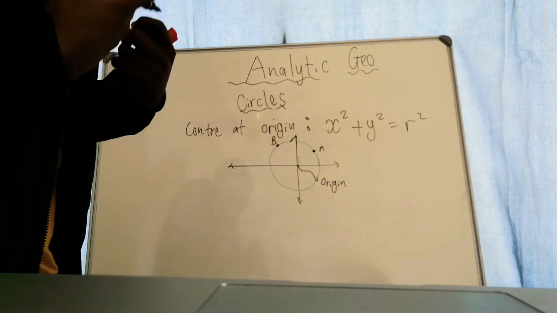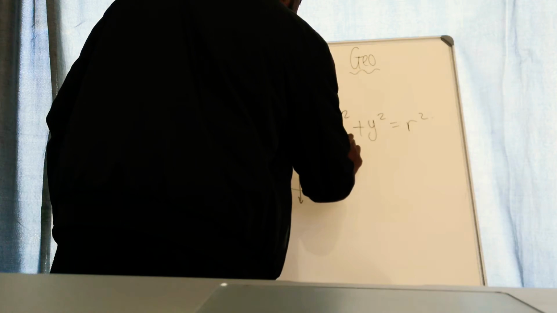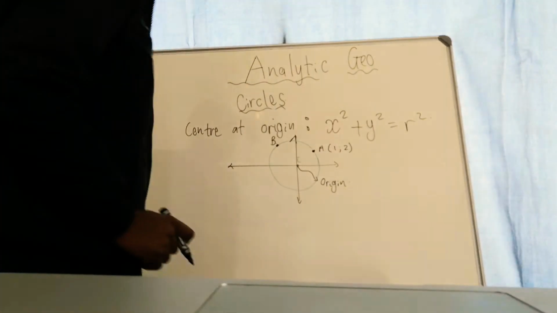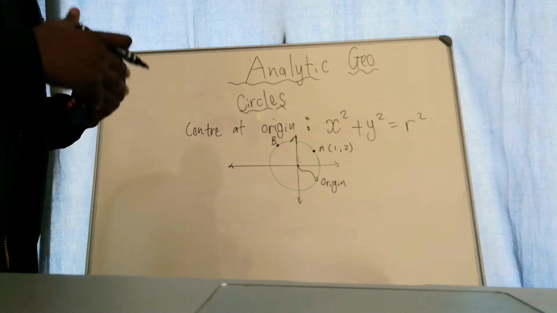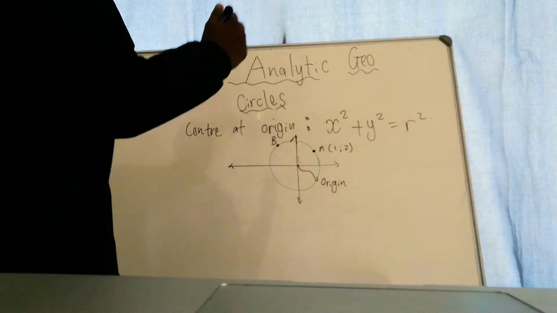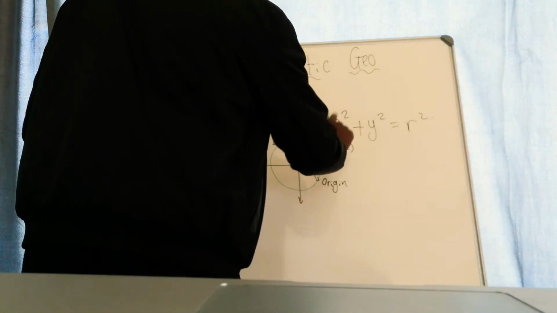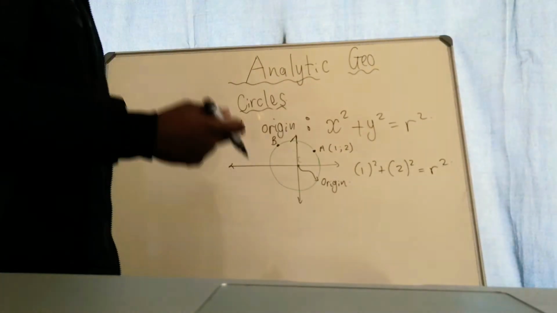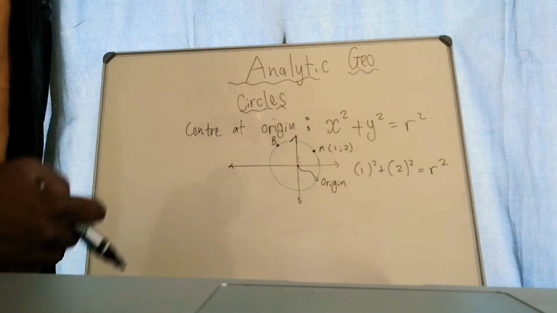And so let's actually use this as an example. Let's say the coordinates of A there were 1 and 2, right? How would the equation of this specific circle look like? So how do you calculate that? All you need to do is substitute the 1 for x, substitute the 2 for y, and what are you trying to find? You're trying to find that r squared value. That's what we're trying to do here. So if you square the 1, you get 1. If you square the 2, you get 4. And so r squared is just 5.